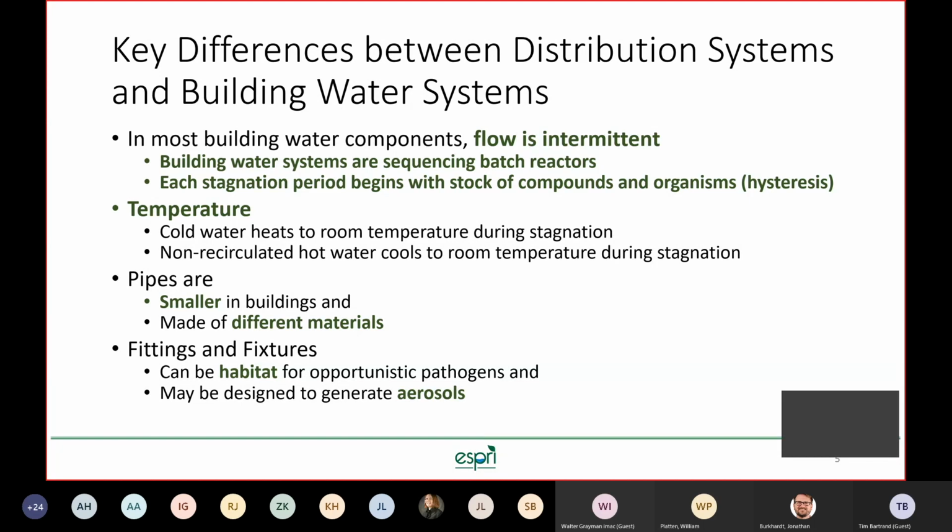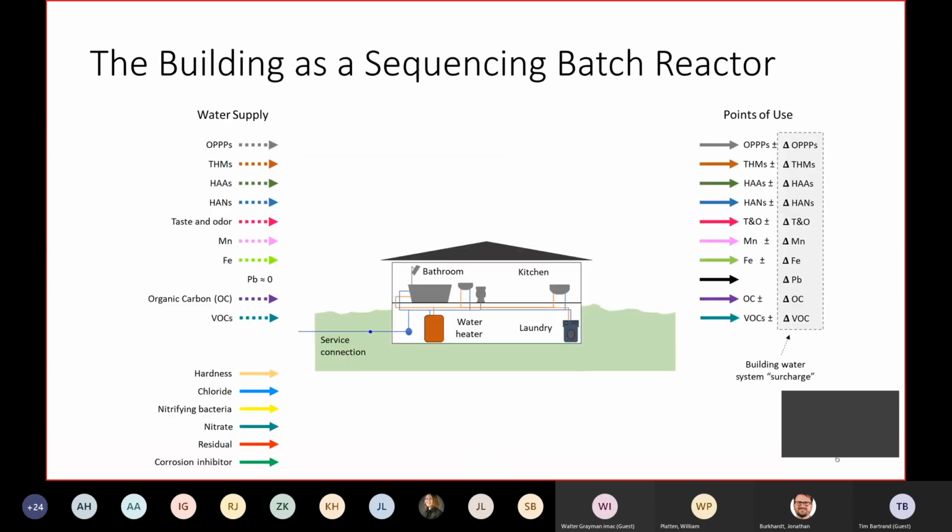Temperature is different in the building water systems compared with the distribution systems. Cold water eventually gets to room temperature unless you do something about that, and non-circulated hot water, the same thing. Pipes are smaller and made of different materials. You'll see the profound impact that has on disinfectant demand and decay. And then there are fittings and fixtures that need to be accounted for.